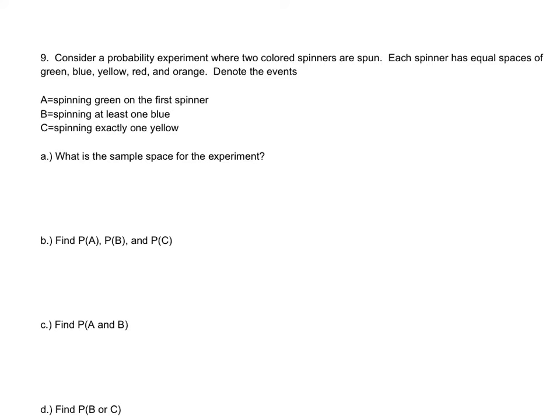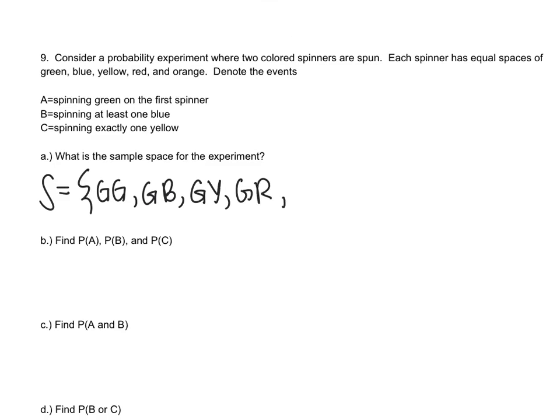So the sample space is actually going to be fairly large, and I'm not going to write out all of it. So I'm actually going to use abbreviations. So I can do green on the first spinner, green on the second, green on the first, blue on the second, green on the first, yellow, green, red, green, orange, and then you keep going through. So then you would do blue, and then green. You keep going through each color and all of the different possible outcomes, which should be a total of 25 different outcomes.